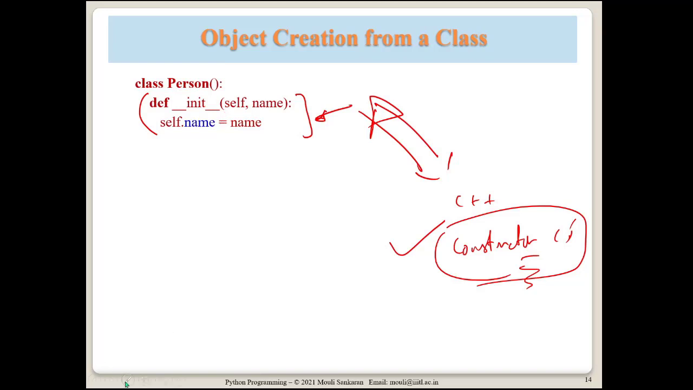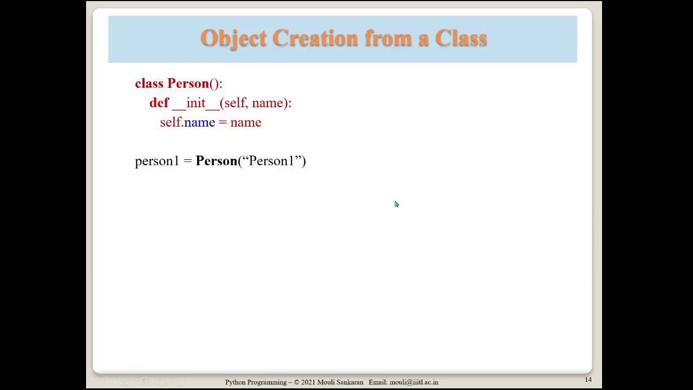Now, let me give an example before I go deeper. Imagine I have a person class. I have defined an initialization method that is going to be called after the object is created, not while the object is created or for the creation of the object.